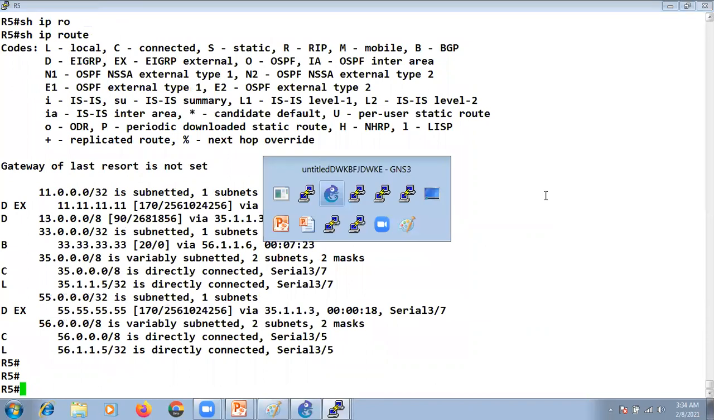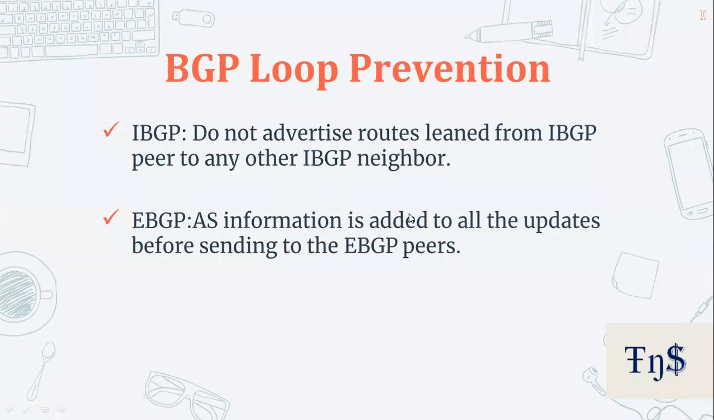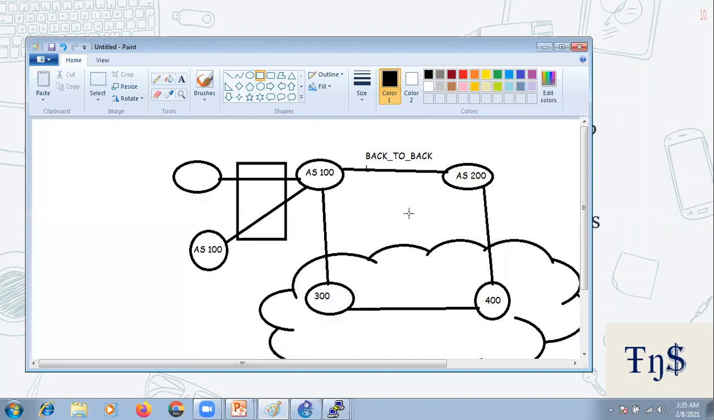Okay. So now let's go back to our slide. The next topic is BGP loop prevention. It's a very simple topic that we'll quickly discuss. In IBGP, for loop avoidance, if I'm receiving anything from my IBGP peer, I'm not going to advertise it to another IBGP neighbor. So let's suppose, let's do it like this.